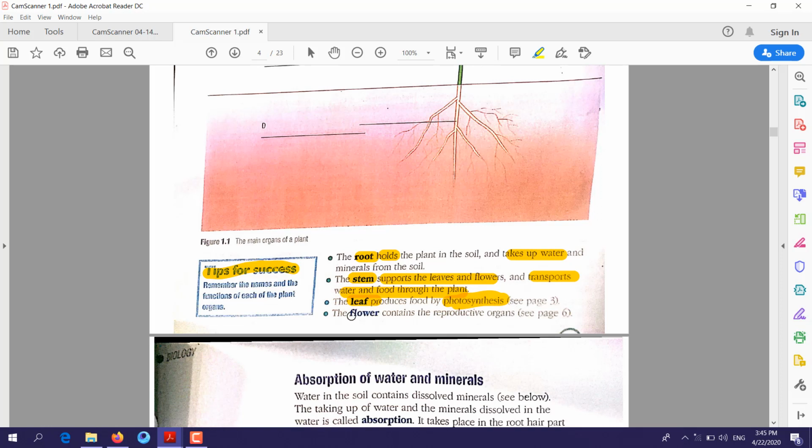Then the last organ, which is the flower. Flowers, also in the science book of grade 9, we explained about flower. We said the flower contains the reproductive organs. The plant will reproduce by the help of flowers. Why by the help of flowers? Because flowers have the reproductive organs in them, the male and female reproductive organs.